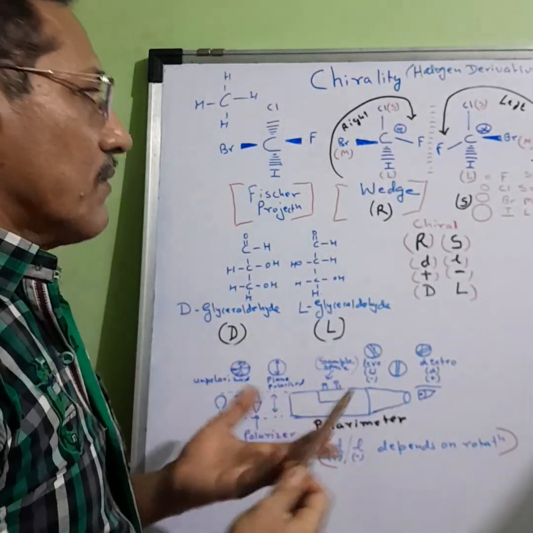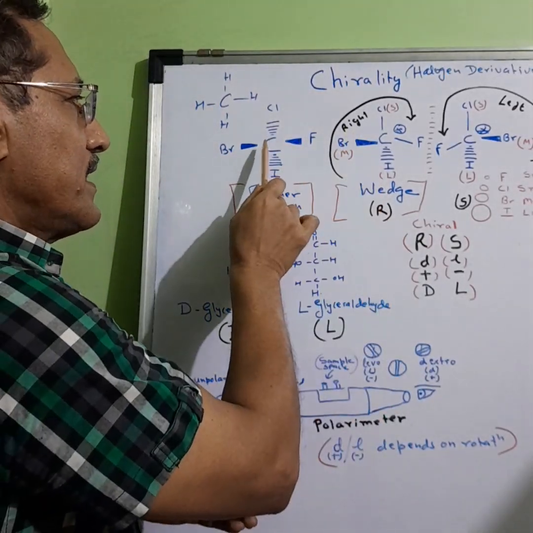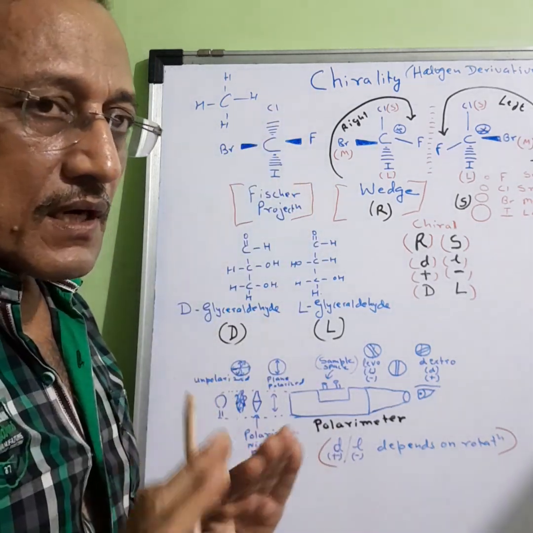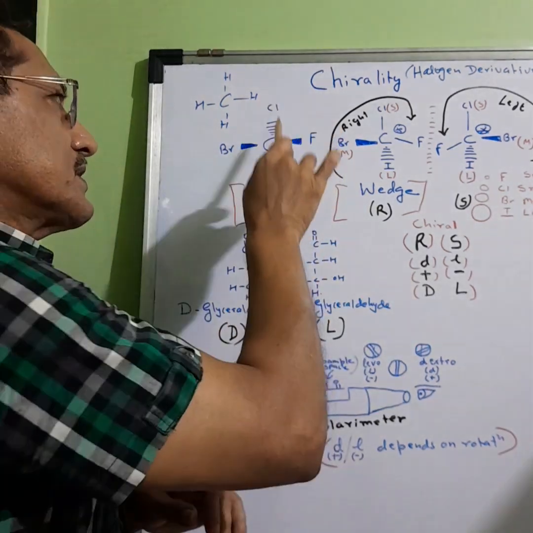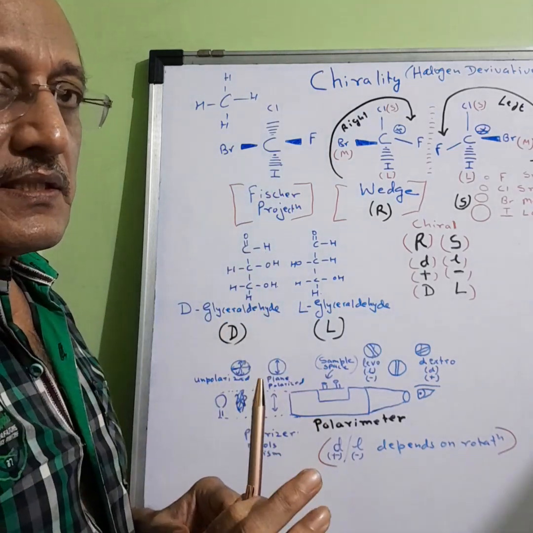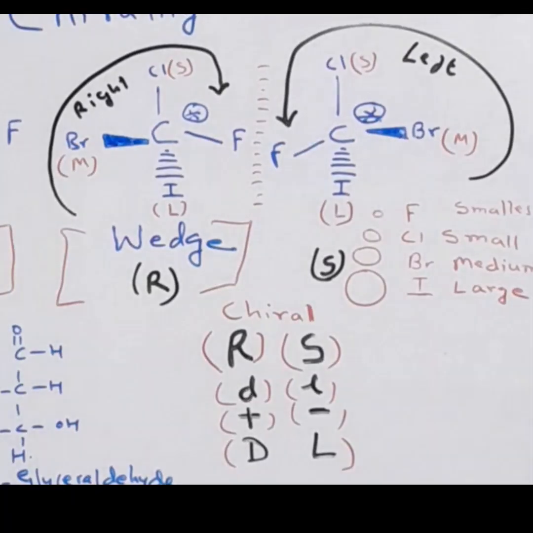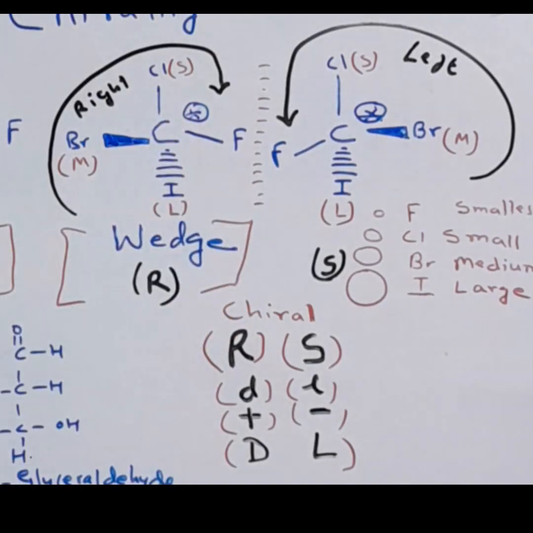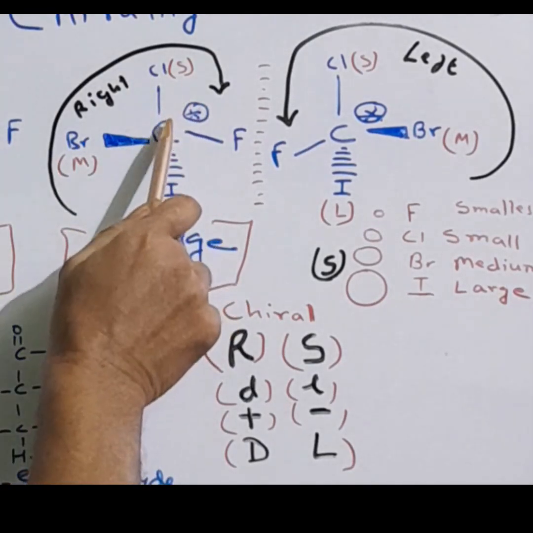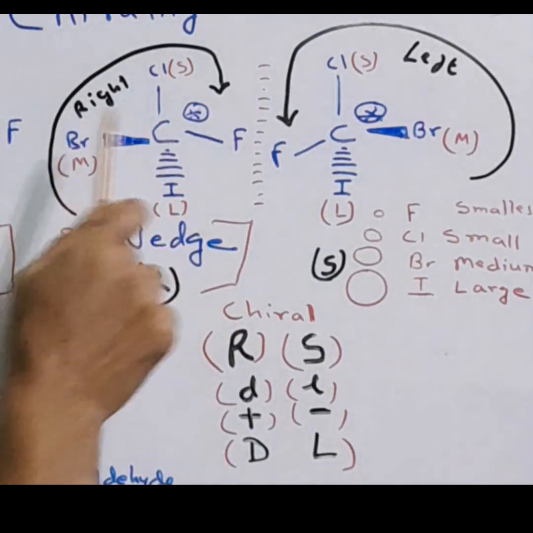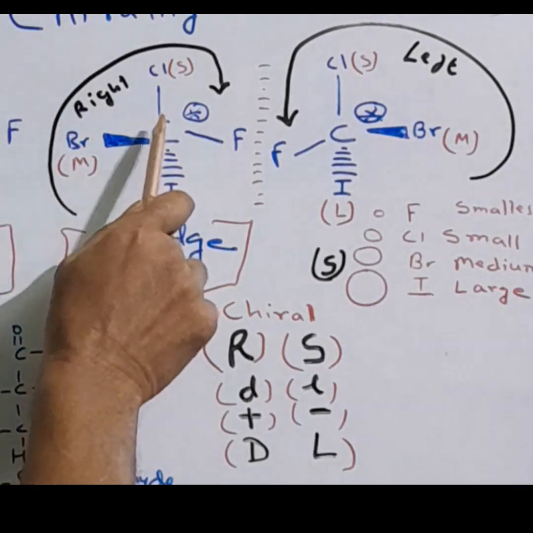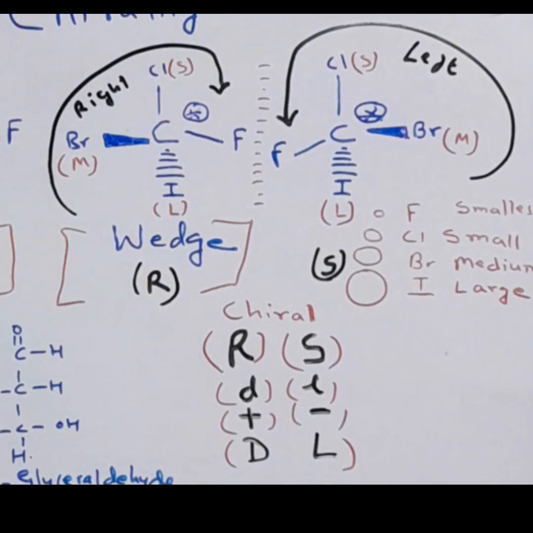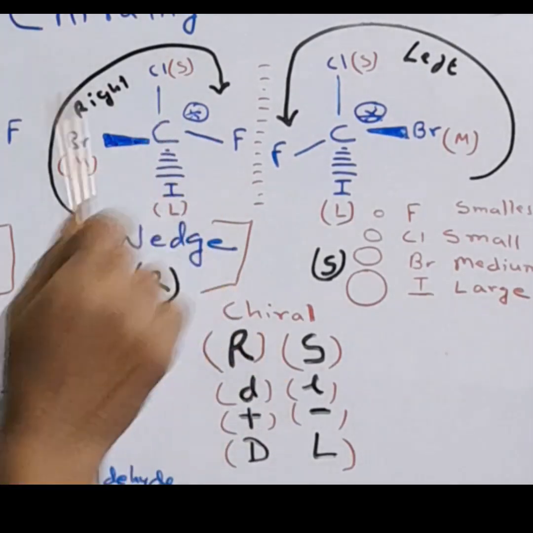Now here you find that all 4 groups attached to carbon are different. Whenever such a thing is there, we call it a chiral molecule or optically active molecule. Chiral, and we represent it by an asterisk. We put that asterisk very close to the carbon. Let me pick up this one. This carbon has Cl, F, Br, I, 4 different groups attached. So this is a chiral molecule.